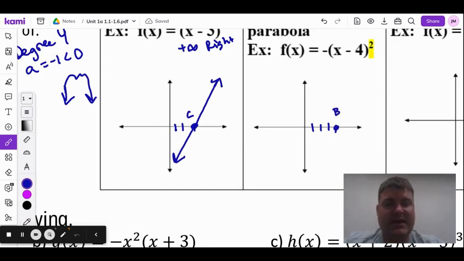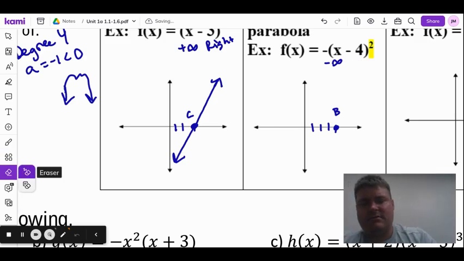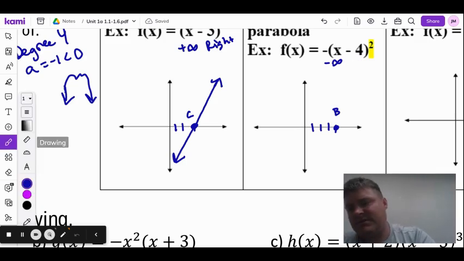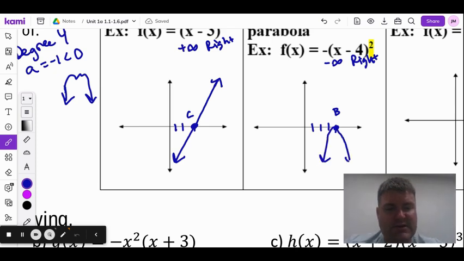Helps me out. My end behavior is going to be negative infinity to the left. Sorry, why did I say left? I'm making too many of these videos. Negative infinity, this is to the right. I always do the right first. And so it looks like this. Just bounces off that line.